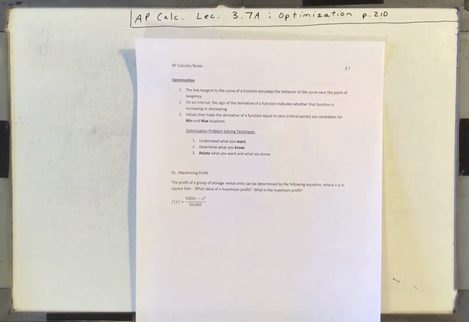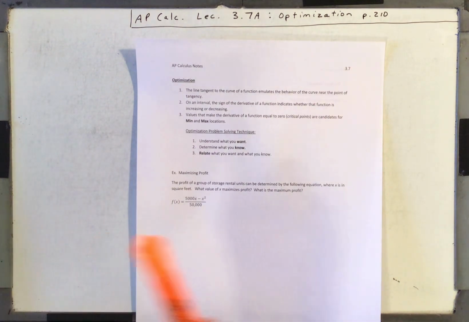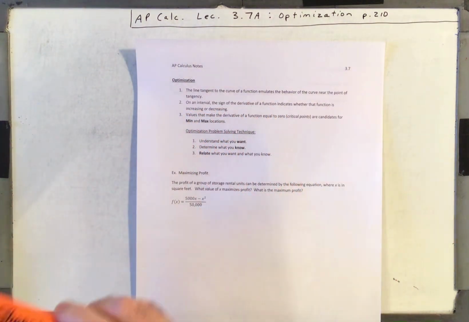Hello, welcome to Calculus Lecture 3.7a, where we are going to talk about optimization. Basically, we're just using calculus for decision making. All right, so you will need your note printout, and a highlighter could be useful.